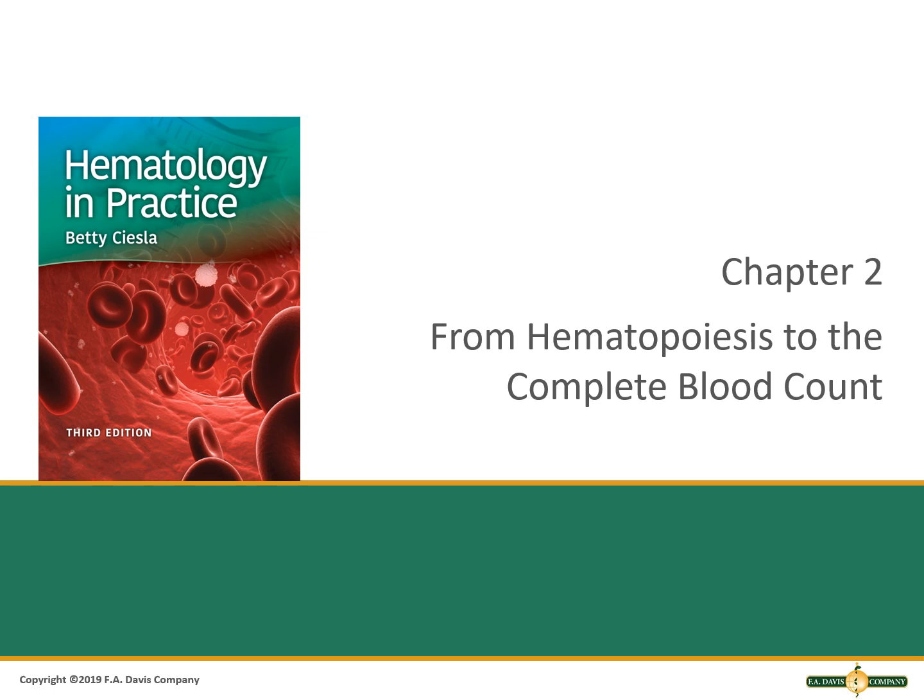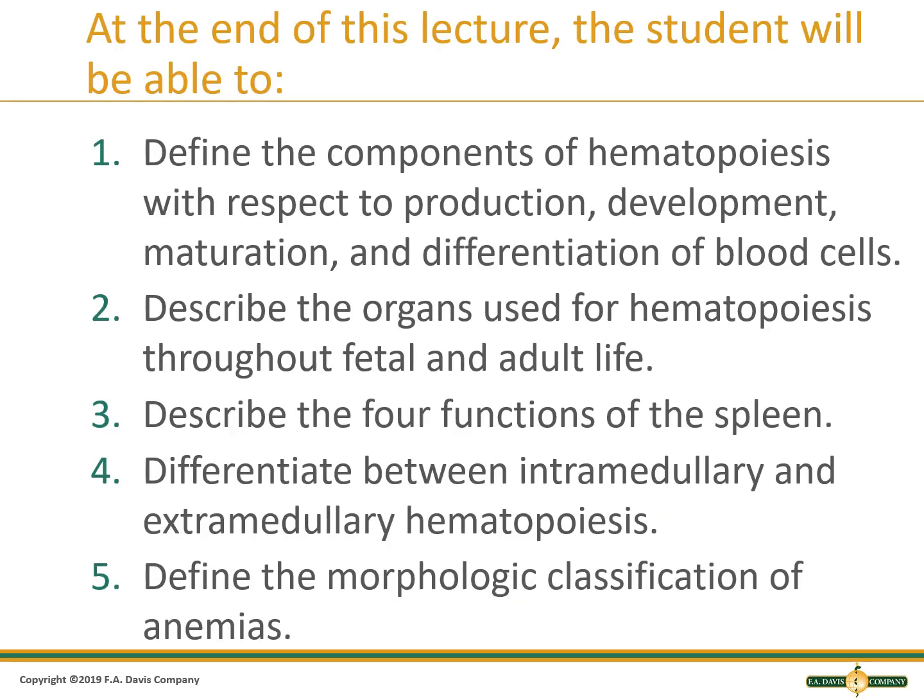This lecture will be on Chapter 2, from hematopoiesis to the complete blood count. At the end of this lecture, the student will be able to define the components of hematopoiesis with respect to production, development, maturation, and differentiation of the blood cells. Describe the organs used for hematopoiesis throughout fetal and adult life. Describe the four functions of the spleen.